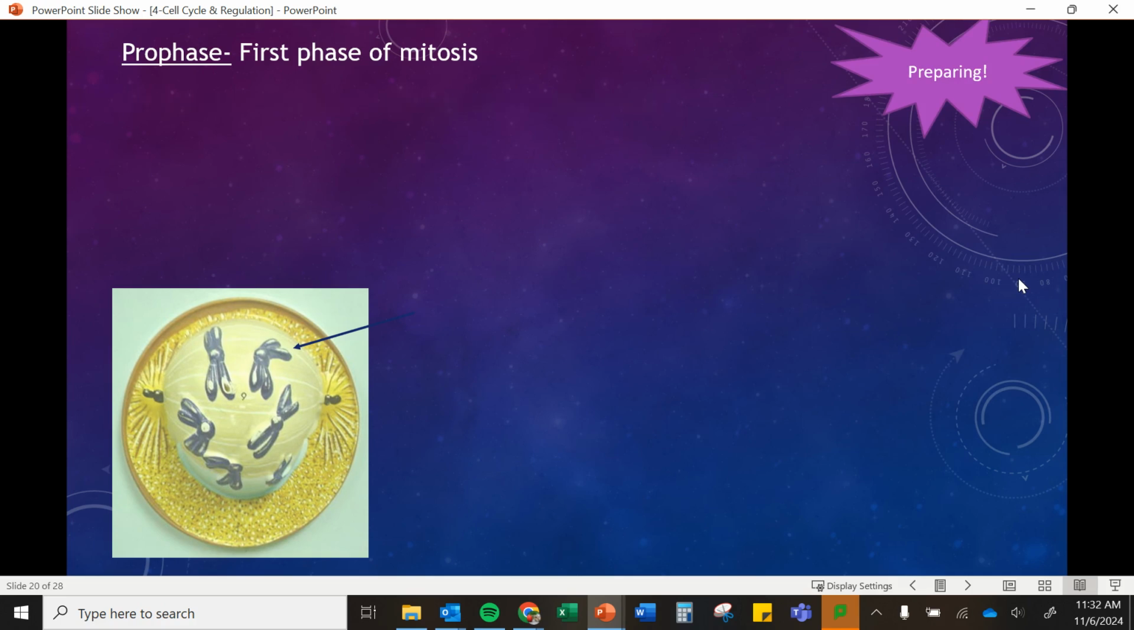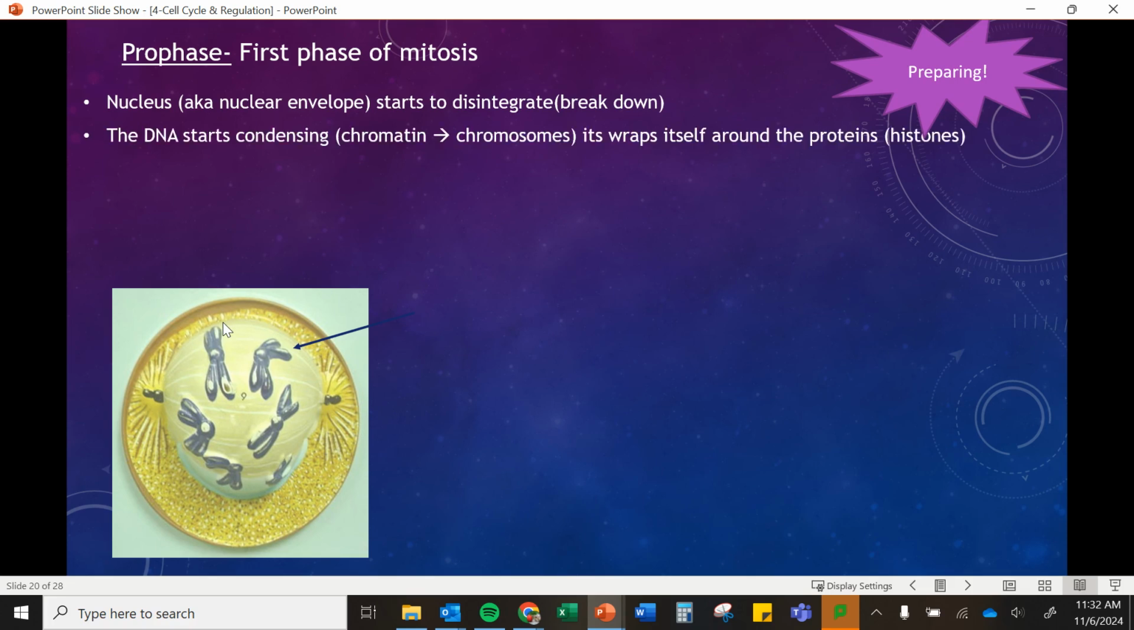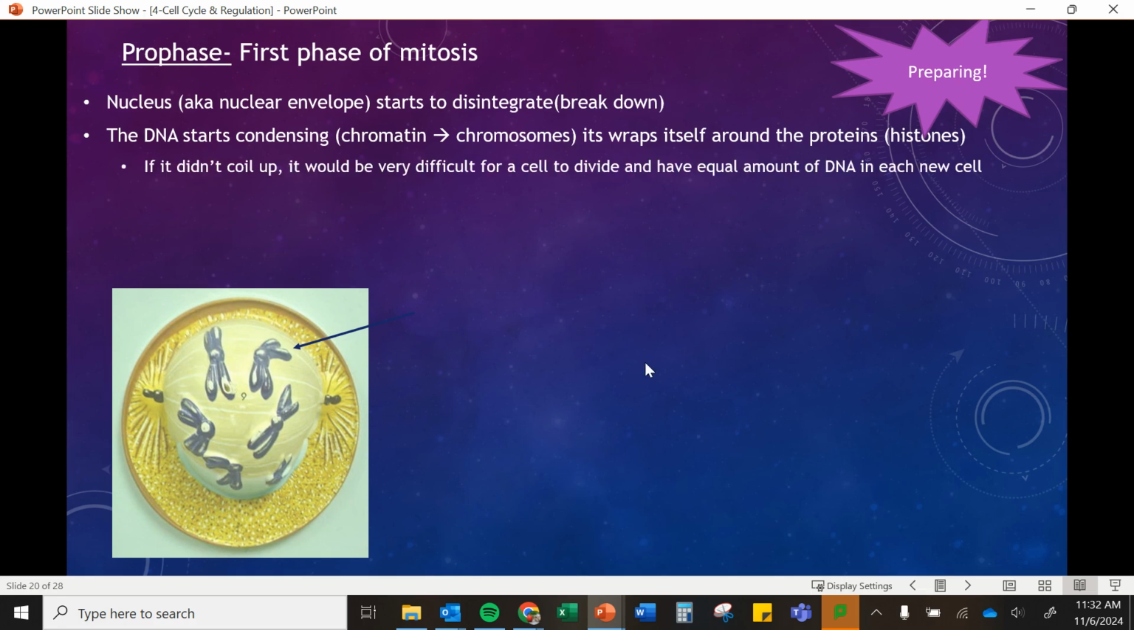I think of P for preparing. It's preparing for mitosis to happen. So the nuclear envelope, the membrane around the nucleus, begins to disintegrate or break apart because we need that DNA to be accessible. The DNA starts to condense, turning that squiggly chromatin into chromosomes, which we see more here. And to do that, it wraps itself around proteins that are called histones.